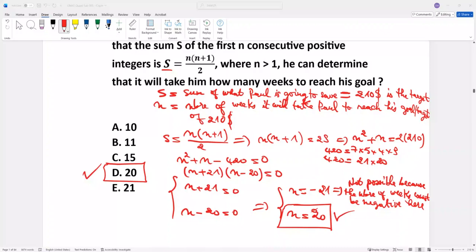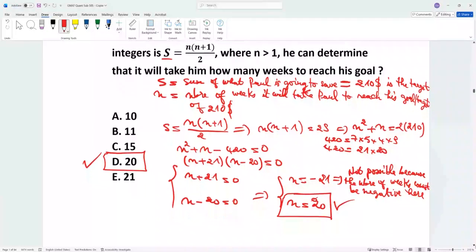Okay, so that's how you can find the number of weeks that Paul will need in order to reach his target of 210. Okay, so moving on to question number 43.